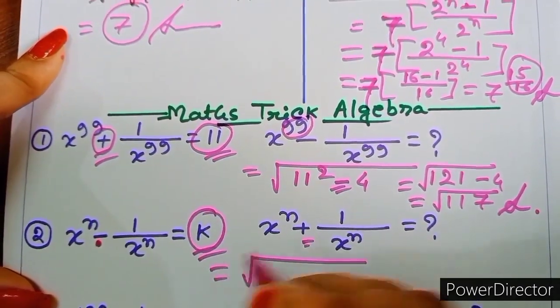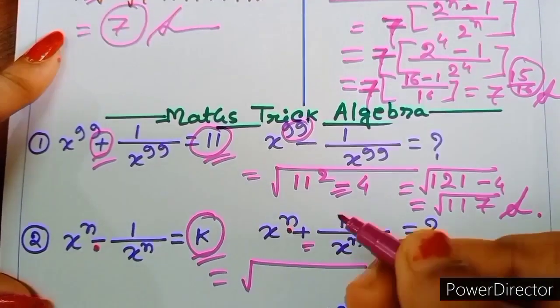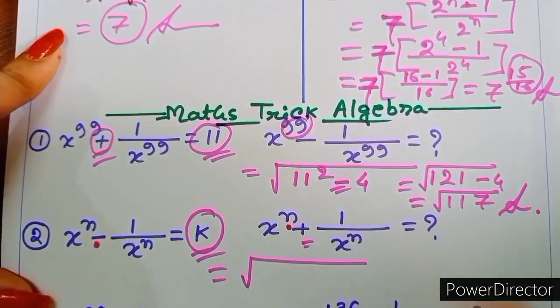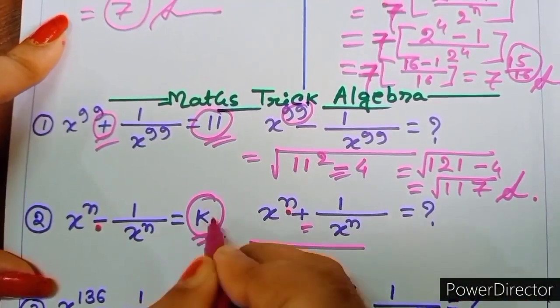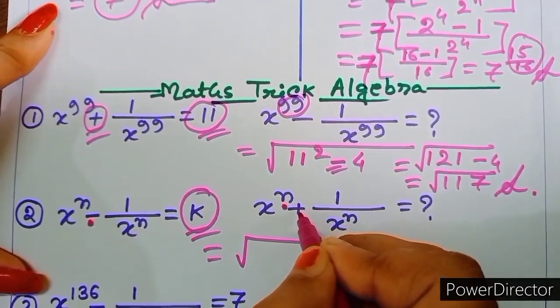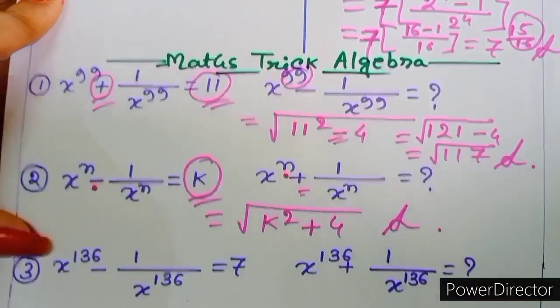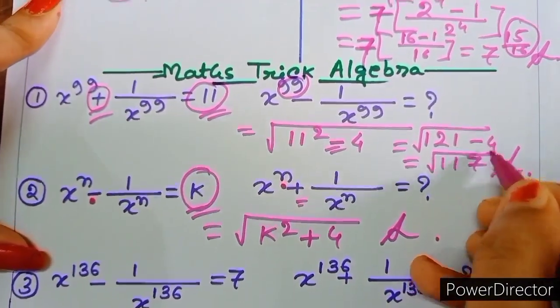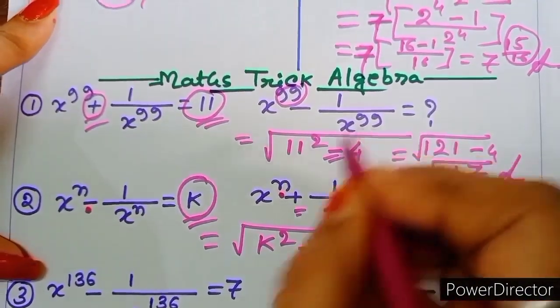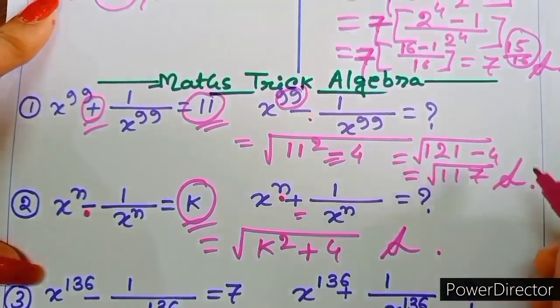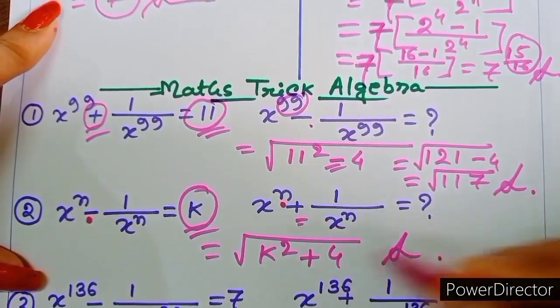Here plus is given, so we minus, and here if minus is given, we plus. Here the value say k. Here n given or 200 given or 500 given, we don't care. Just here the value is k and here given plus. So the answer is root of k square minus 4. Always plus 4 or minus 4: whenever minus is given, we plus 4; whenever plus is given, we minus 4.